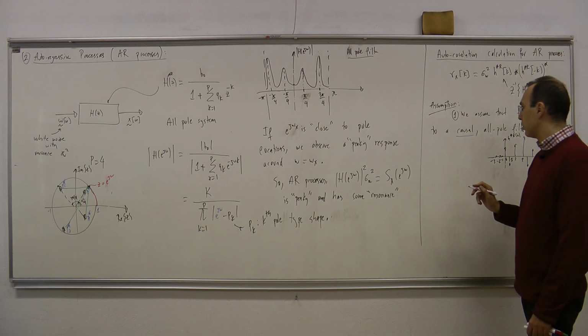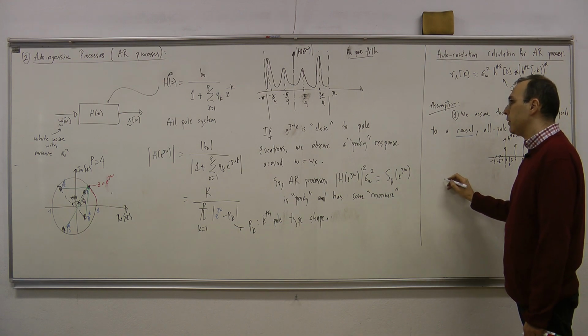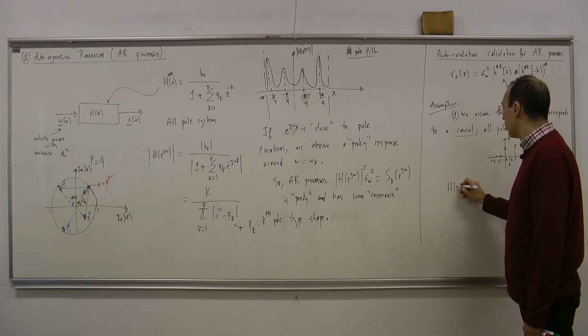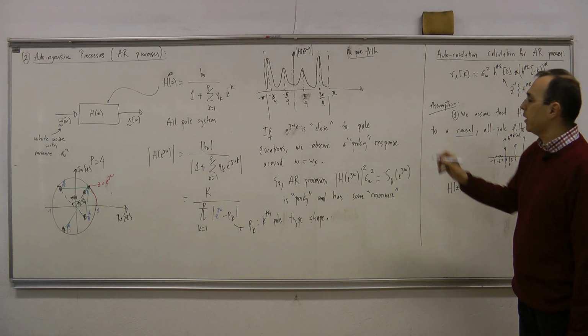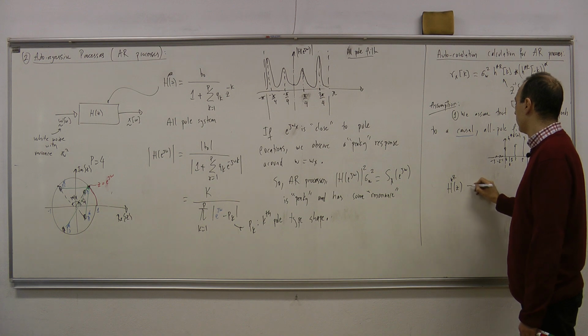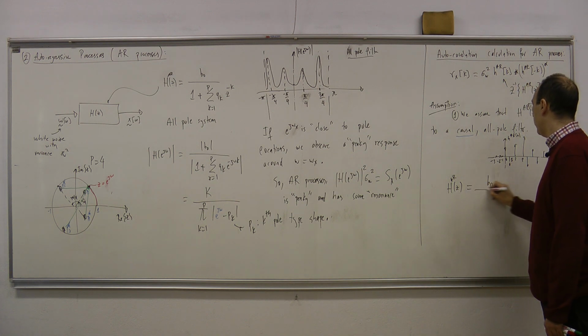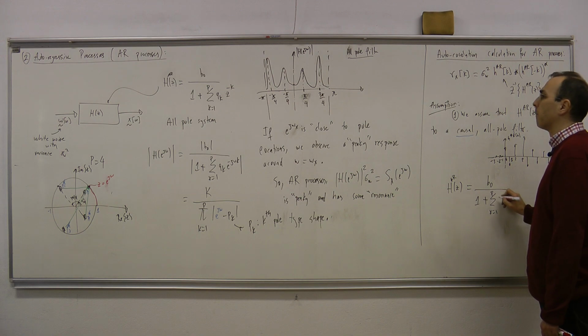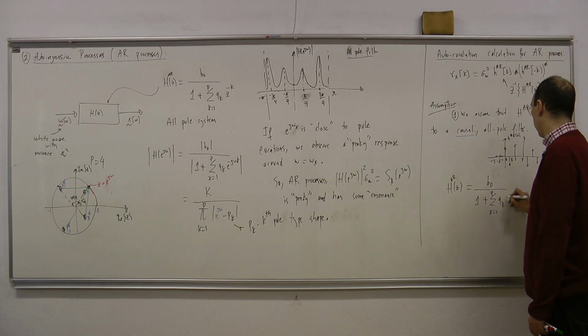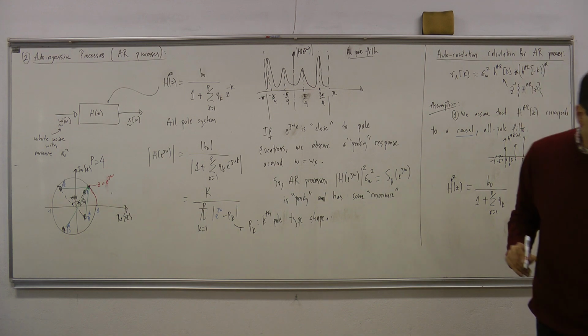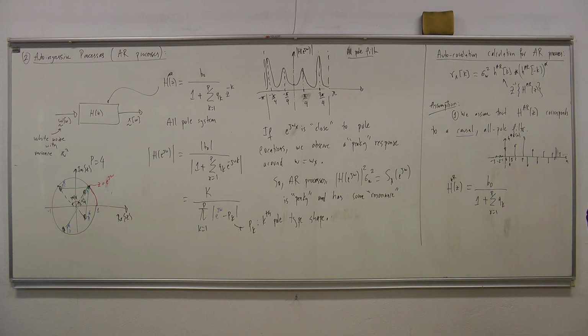So instead of doing so, now let me write the following. H(z), this AR process, is equal to b_0 plus a_Q k. Is this Q? Let me see.